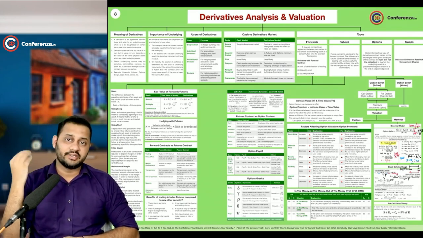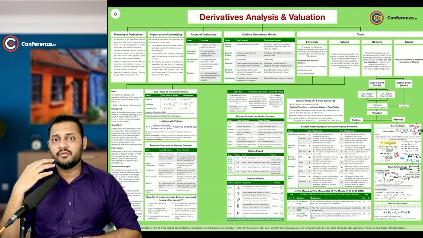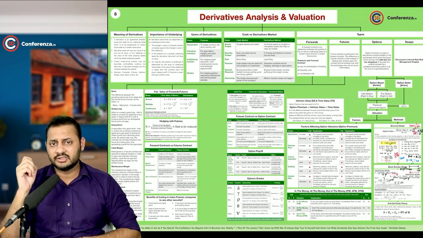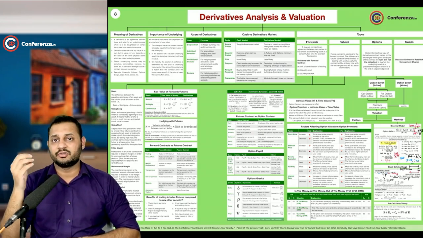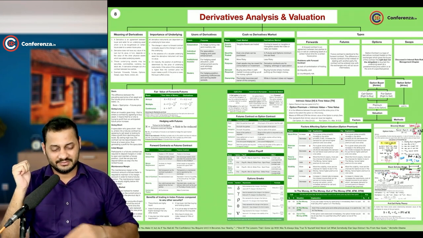Otherwise, there are a few more things in derivatives to read. One reading will give you a lot of clarity on the derivatives chapter. I know this is a technical chapter, there are some technicalities in it, but it is very easy to score once you understand the things, because the questions are not that difficult to solve. Okay, we'll see you in the next chapter with interest rate risk management. Bye bye, sir.